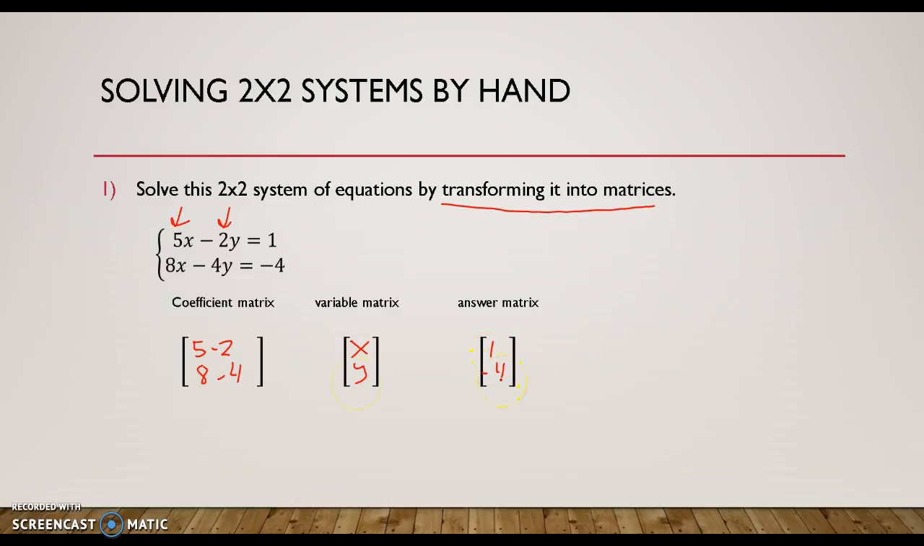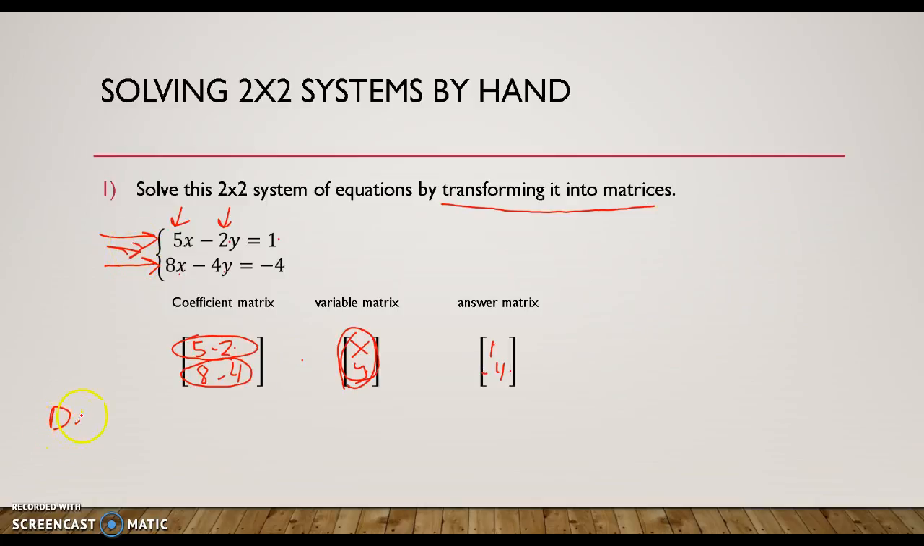And the reason this works is because when I multiply this row by this column, I'm going to take 5 times x minus 2 times y equals 1. That's this equation. 5 times x minus 2 times y equals 1. When I multiply this row by this column, it's going to be 8 times x minus 4 times y equals -4. That's the same thing as this equation. 8 times x minus 4 times y equals -4. And so this matrix equation is the exact same thing as this system of equations. And so we can solve this then by hand.